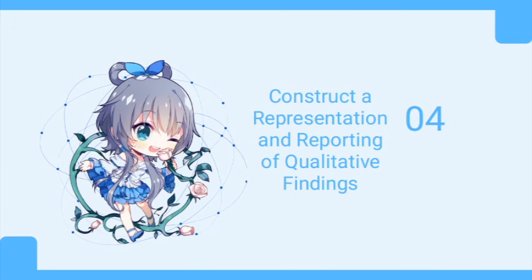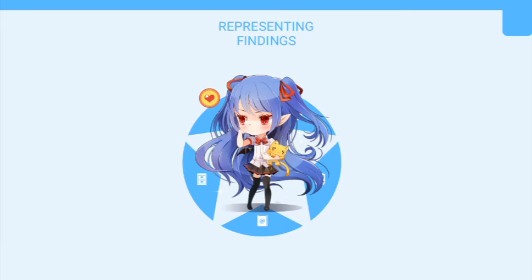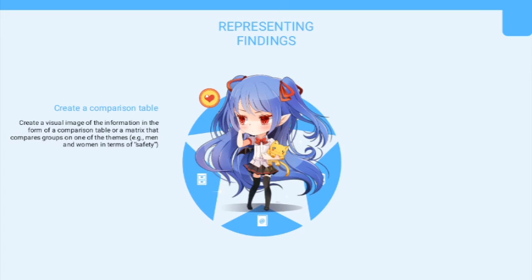So the next is constructing a representation and reporting of qualitative findings. Here I will explain about representing findings. The first is to create a comparison table. It means creating a visual image of the information in the form of a comparison table or matrix that compares groups on one of the themes. Example, men and women in terms of safety.